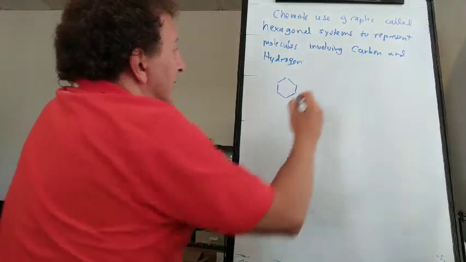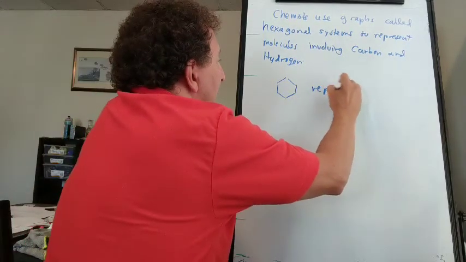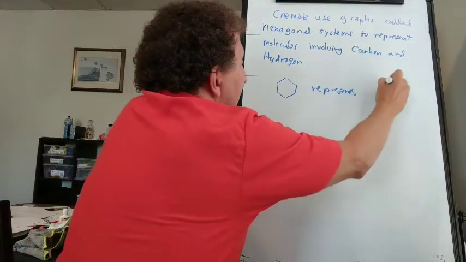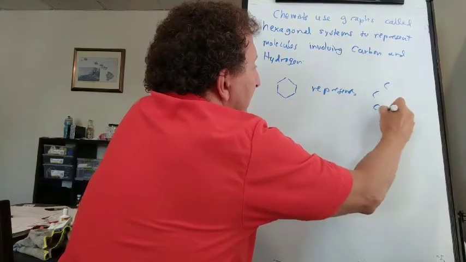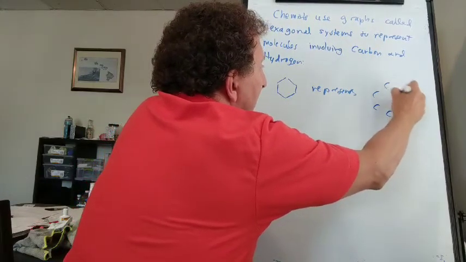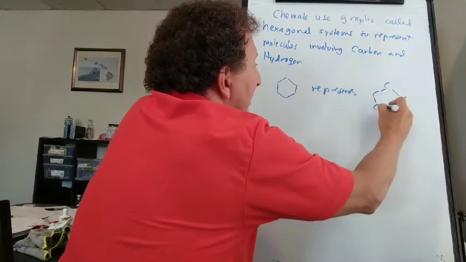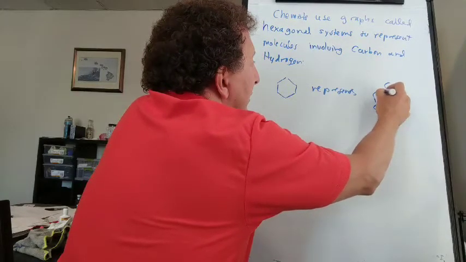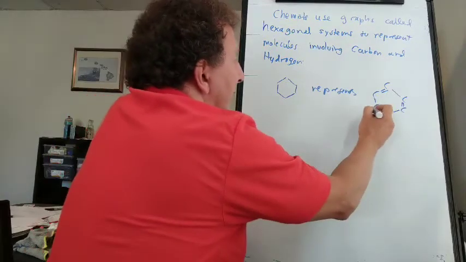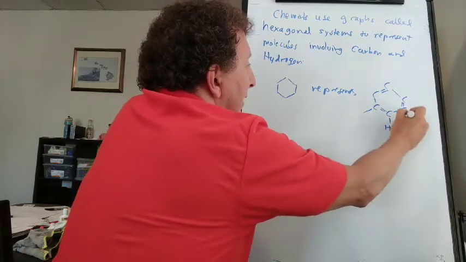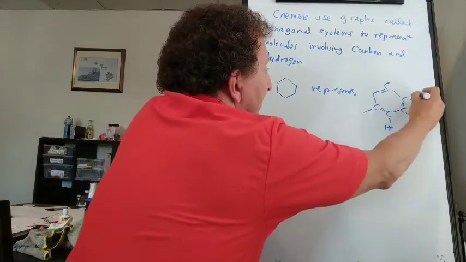So one hexagon like this represents 6 carbon atoms with alternating single and double bonds, and then some hydrogen atoms sticking off the side.